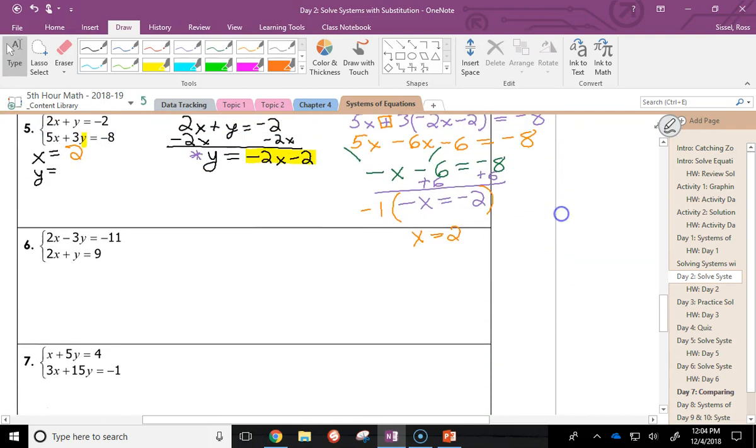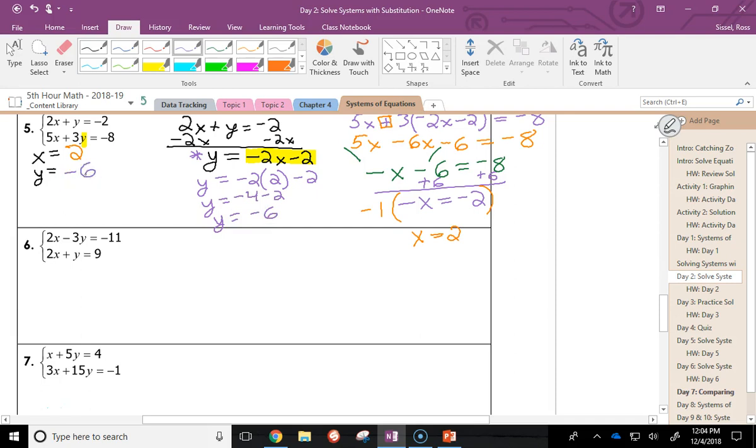So if I go to my equation right here, y equals -2x minus 2. Y equals -2 times, we said x was 2. Y equals -4 minus 2. Y equals -6.